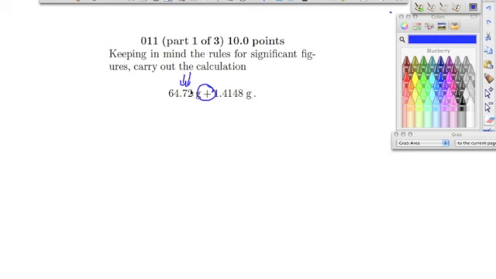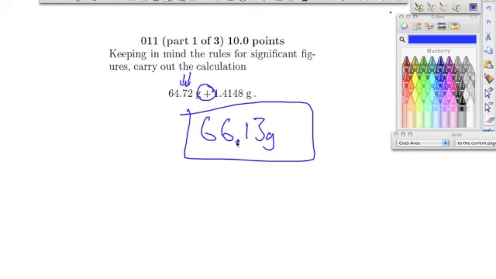So our correct answer should be, when we plug all this in the calculator and mark out 2 decimal places, 66.13 grams. Okay, and we know that this is the correct answer because it is rounded to only 2 decimal places, because in addition and subtraction, and it's the same thing for subtraction, you go by the least number of decimal places.